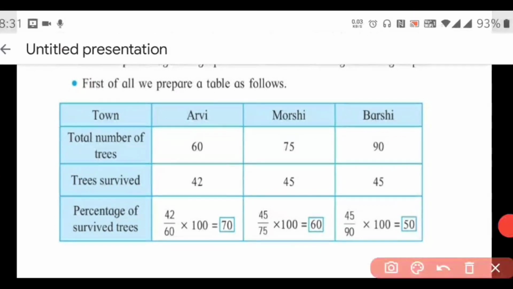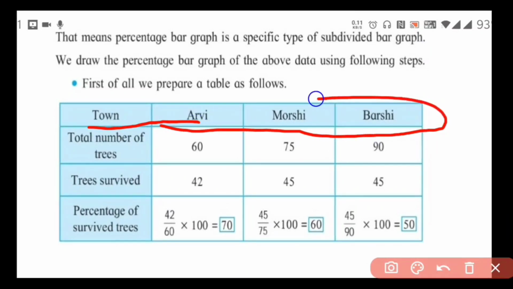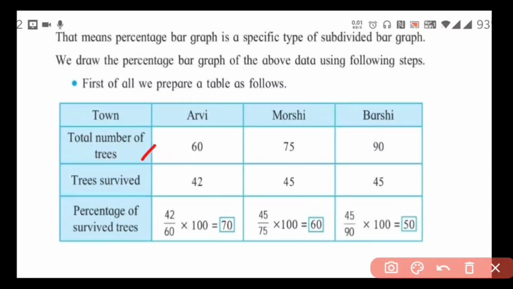So first, there are the names of towns, which are written in the first row. As you all can see, the names of towns are written: Arvi, Morshi and Barshi. And then after that, the second row is for the total number of trees. In Arvi, the total number of trees planted is 60. Then in Morshi, the total number of trees planted is 75. In Barshi, the total number of trees planted is 90.